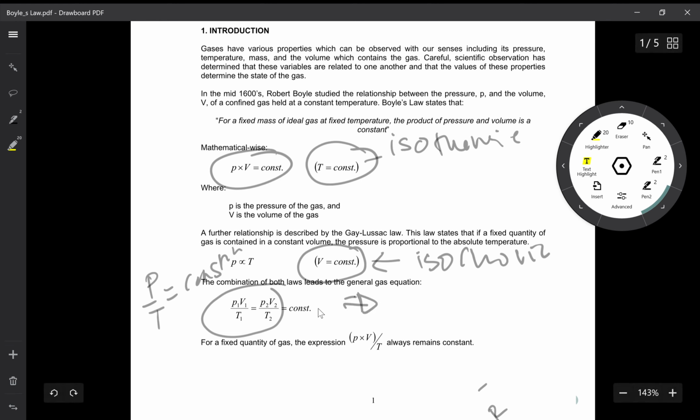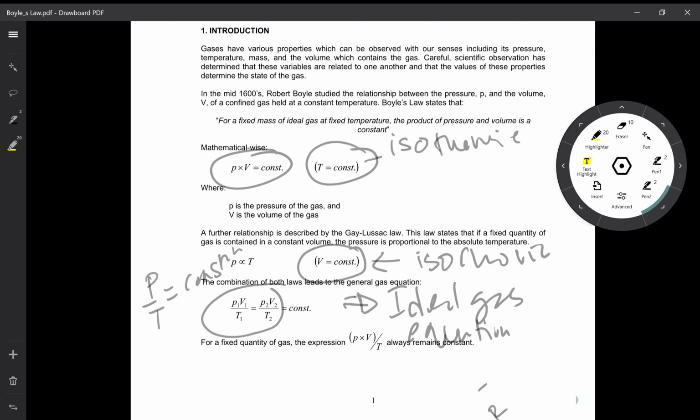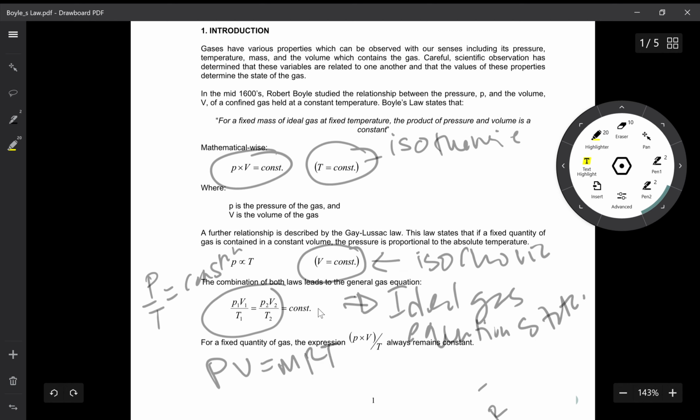For the development of the ideal gas equation of state, PV is equal to mRT, or it can be stated as PV over T is equal to R, where R is the gas constant, which is equal to the universal gas constant divided by the molar mass.